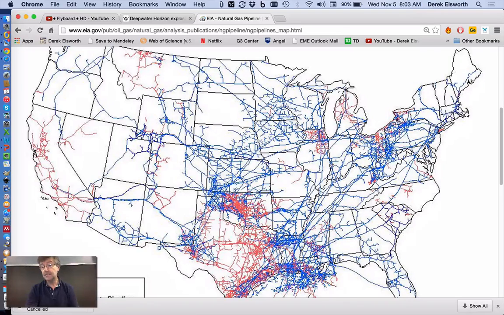You're getting stuff up from the Gulf originally, up to the northeast where the consumption is. But also now you see this must be all Marcellus and Utica stuff in western Pennsylvania and Ohio. And these look like trunk lines for gas to come out to supply into the trunk pipeline and be able to transport it elsewhere.